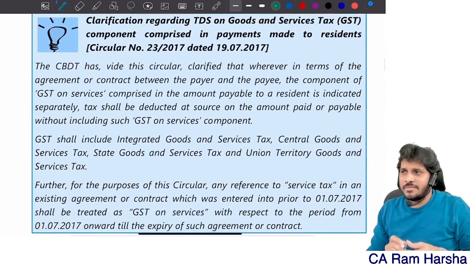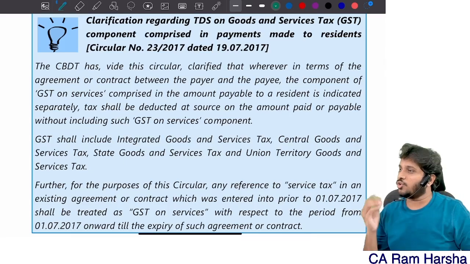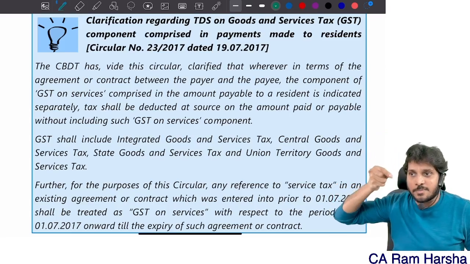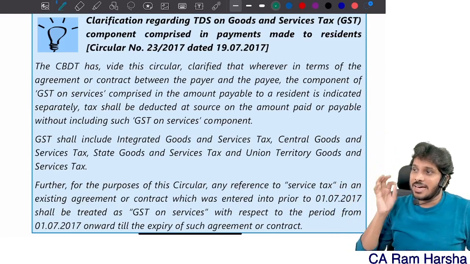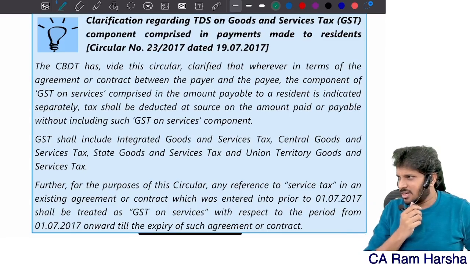Then, by the way, should we deduct TDS on the service tax and GST portion also? No, if the bill contains a specific breakup, because renting of immovable property is a declared service. Correct? Declared service.